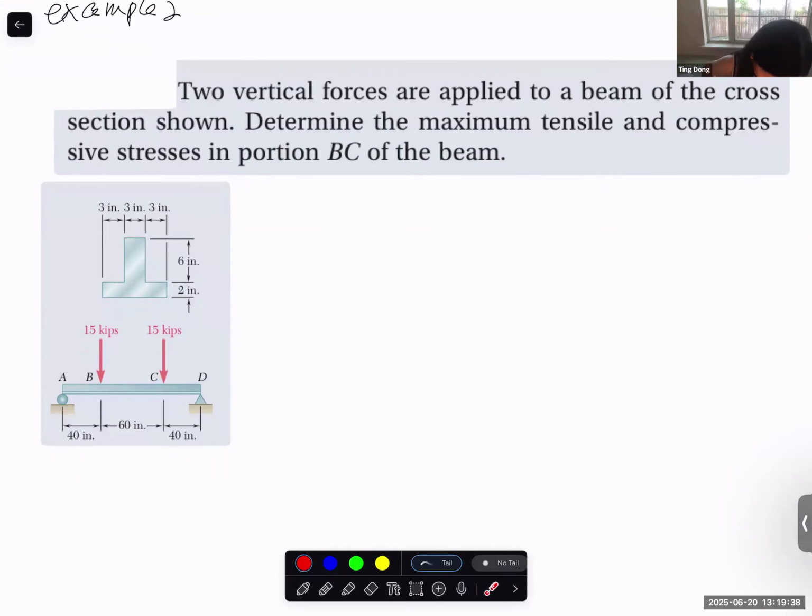Second example. Two vertical forces apply to a beam of cross section shown. Okay, these two vertical forces. Determine the maximum tensile and maximum compressive stress in portion BC of the beam. How to calculate this one?